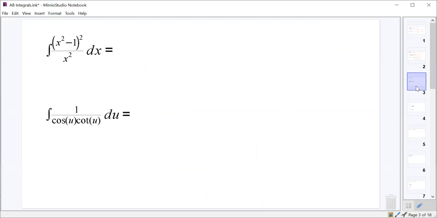And one of the ways to deal with rational functions, definitely when there's only a single term in the denominator, is to expand out your numerator as much as you can. Right, x to the 4th minus 2x squared plus 1 over x squared dx. And then you should be able to rewrite this.